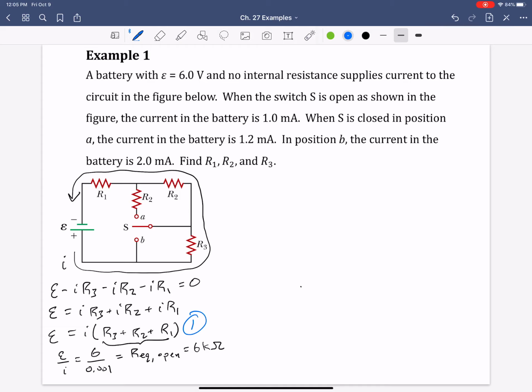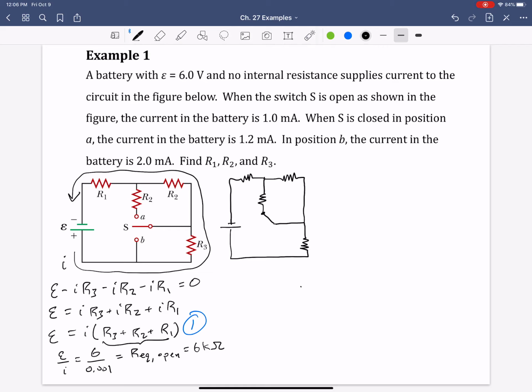Okay? The second part of this problem is when the switch is closed to position A, the current in the battery is 1.2 milliamps. So let me draw that. Whoops, I'm still in blue. Let me draw the circuit in that case. When it's closed at position A, we have the resistor 3. We have the branch coming in, going up to point A. There's resistor 2, up to that node, over to R1, and back down to the battery. We also have this as a route.